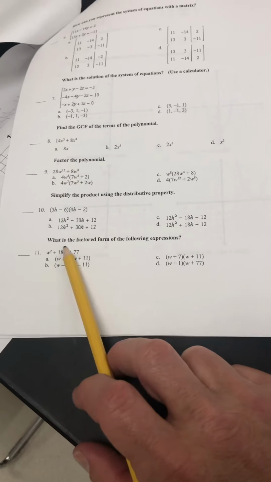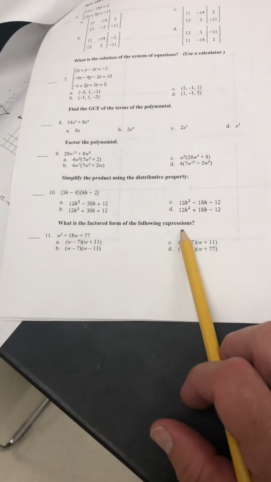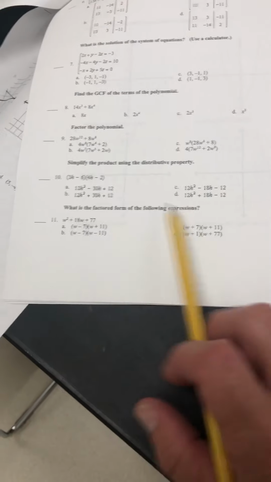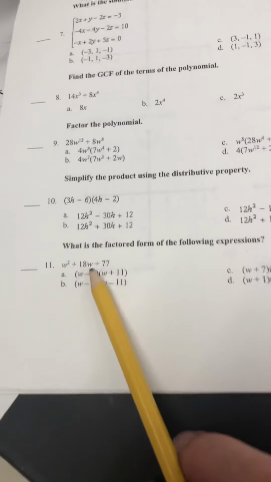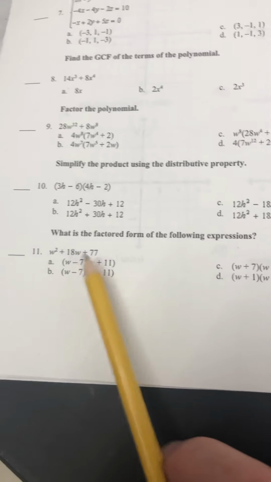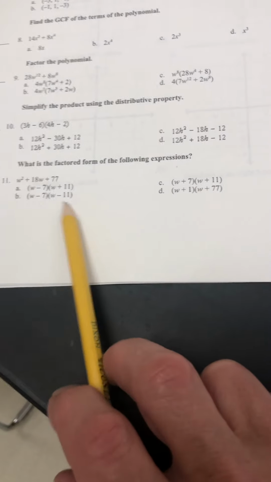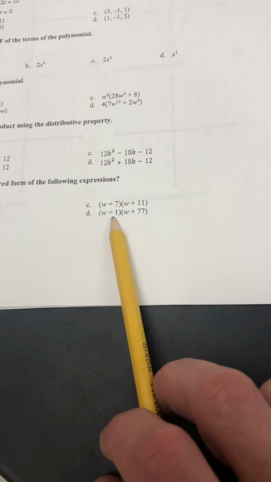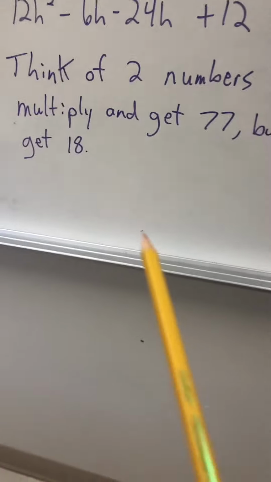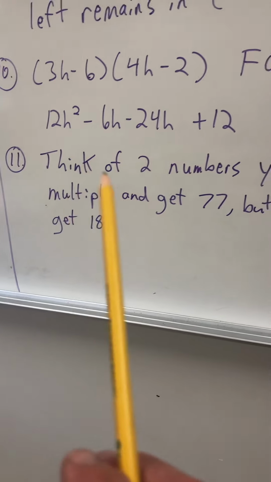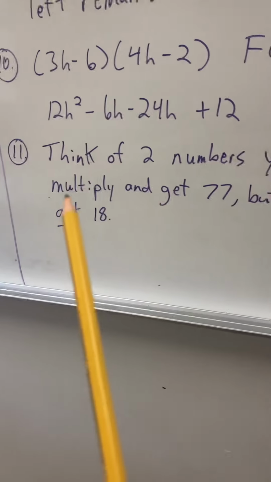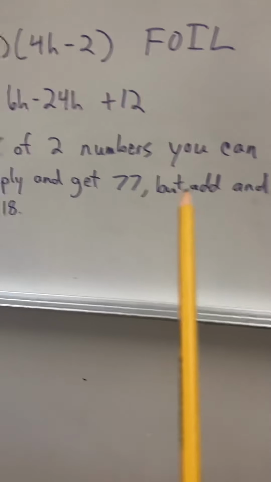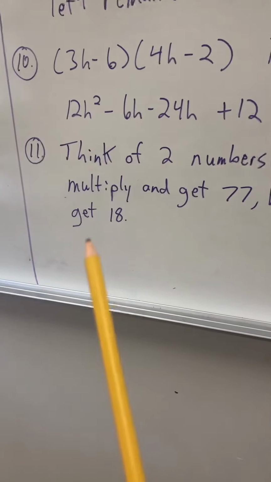Number 11, what is the factored form of the following expression? So you want the factored form. A little hint about this one: look at these answers here. You have 7, 11, 7, 11, negative, positive, negative, negative, positive 7, positive 11, positive 1, positive 77. So your clue for this one, your little bit of clarification, is you want to think of two numbers that you can multiply to get 77, but add to get 18.